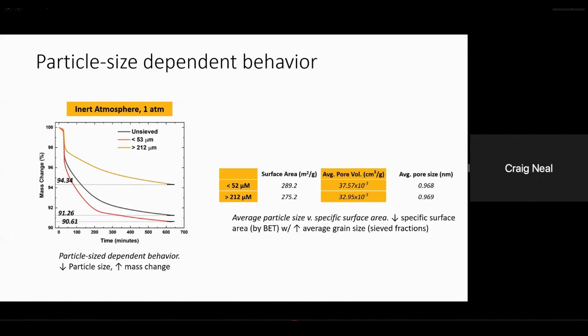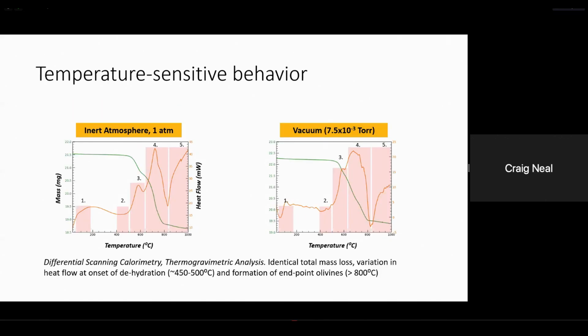So we chose to use the smaller fraction because a lot of the applications in using this as a functional material relate to surface reactions. So we want to increase the amount of surface area, nominal surface area if we can. So in doing so, all our subsequent experiments involve grains with less than 53 micron.